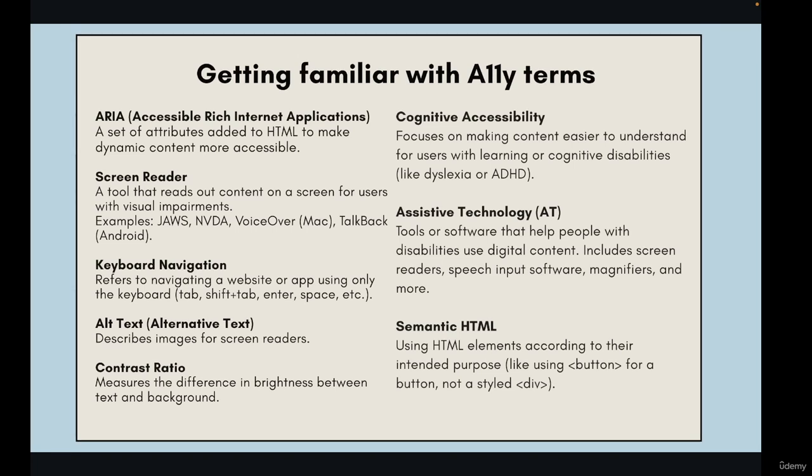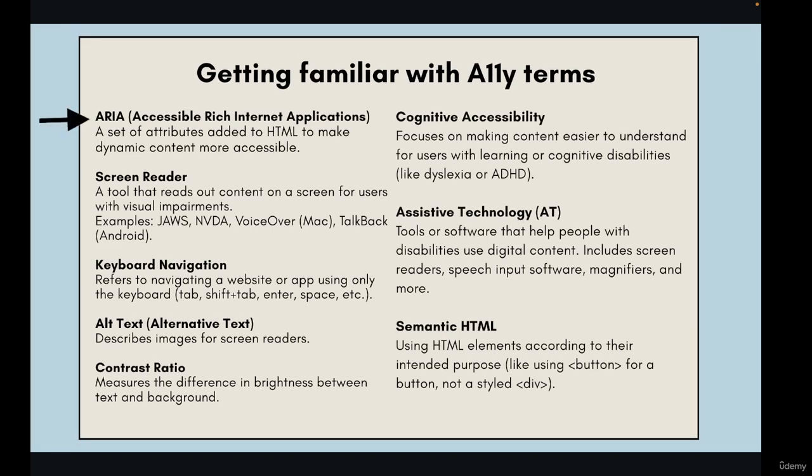Now, getting familiar with accessibility terms. ARIA, Accessible Rich Internet Applications. You're going to see this a lot when you're applying for an accessibility job. This is a set of attributes added to the HTML to make dynamic content more accessible. Screen reader. This is a tool that reads content out loud on a screen for users with visual impairments. Examples are JAWS, NVDA, VoiceOver, TalkBack. Keyboard navigation. This refers to navigating a website or app using only the keyboard, so pressing Tab, Shift Tab, Enter, Space. Basically, you unplug your mouse and you see if you can navigate the page.